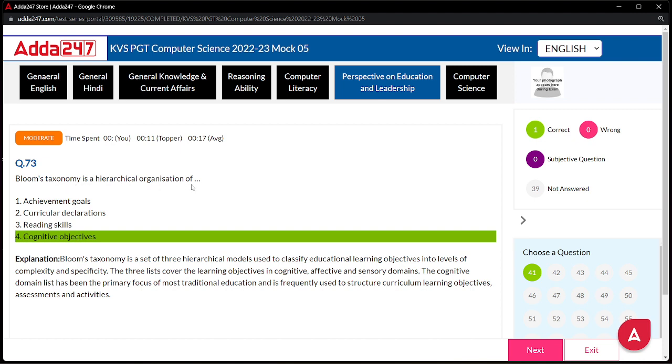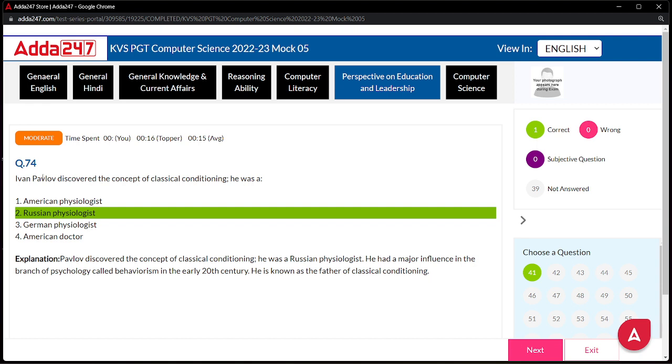Bloom's taxonomy is a hierarchical organization of cognitive objectives. The main objective is cognitive. Bloom's taxonomy is a three-part hierarchical model that classifies learning by complexity and specificity. The three lists cover the cognitive, affective, and sensory domains. The cognitive domain list has been the primary focus. That's why our answer is cognitive objectives. Next, Pavlov discovered classical conditioning. He was a Russian psychologist.